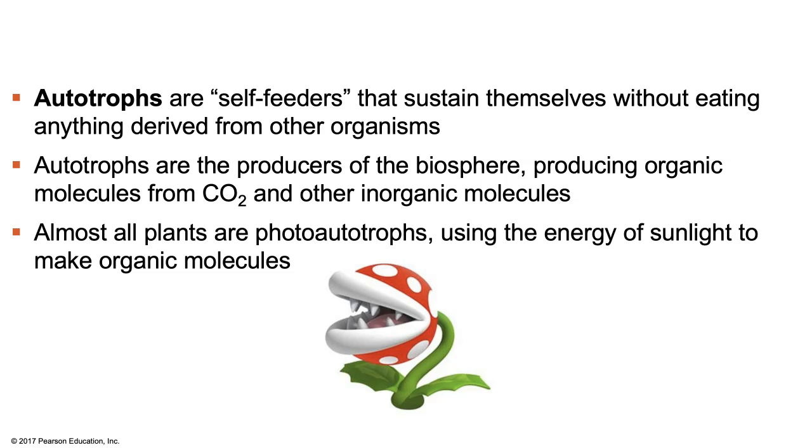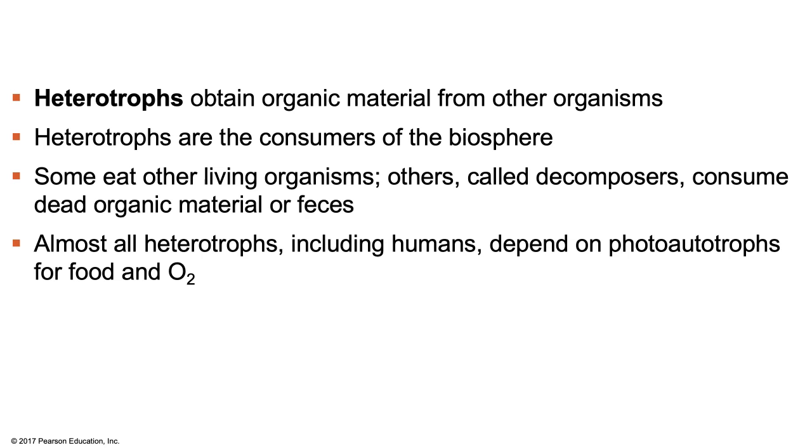An example of a plant that is not an autotroph would be something like a Venus flytrap, which is able to capture flies, right? And flies are other organisms. So this would be an example of a plant acting as a heterotroph. So this is the other type. Heterotrophs obtain organic material from other organisms.